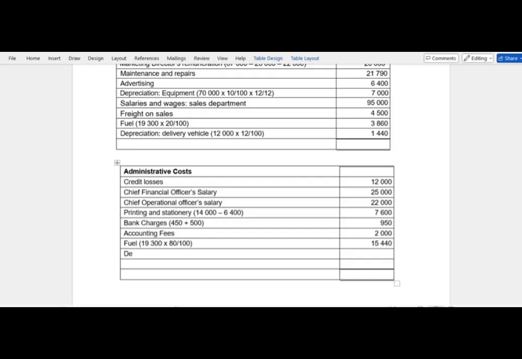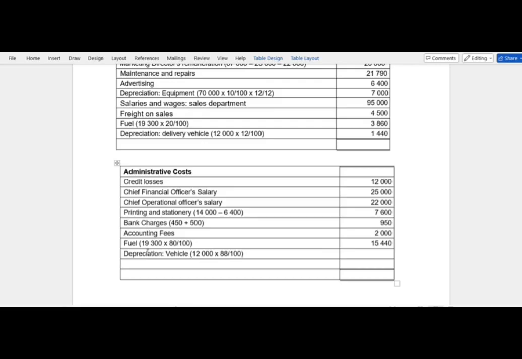All right, and then I go to admin. I'm going to say depreciation, and this depreciation is for any vehicle that is in the business that is not related to delivering goods to the customers. So that is why there is 2% that we are dealing with. And then vehicle, and then we open brackets, and it's going to be 12,000 multiplied by 88 divided by 100.